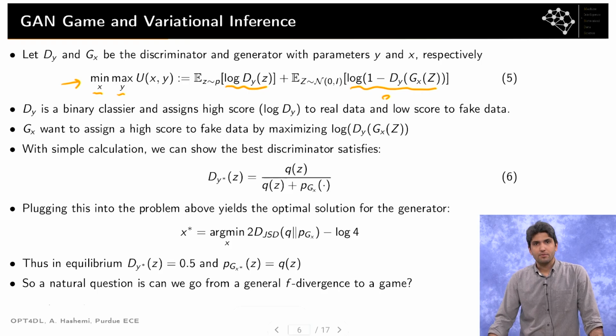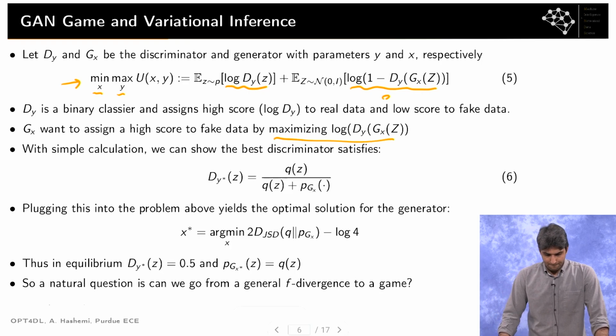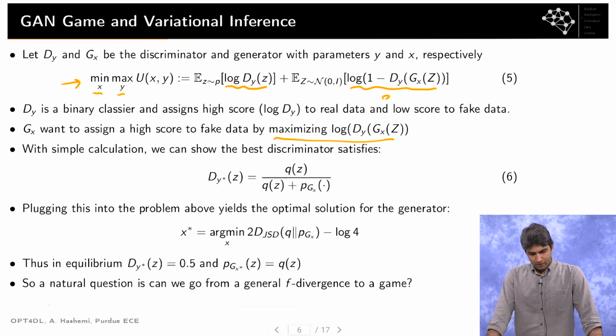That's why we are optimizing this objective. The discriminator wants to maximize the score associated with real images and minimize the score associated with the fake data. On the other hand, the generator wants to increase the score of the fake data by maximizing this quantity. So what's the best strategy for these two agents? In particular, what is going to happen in the equilibrium?